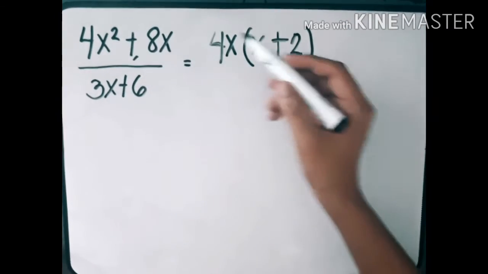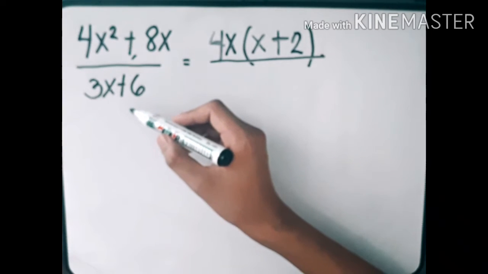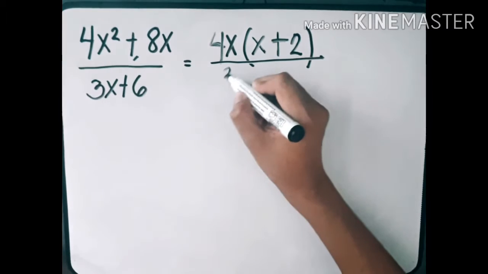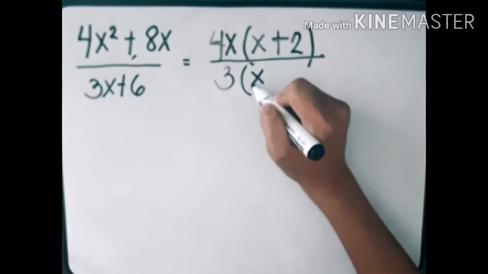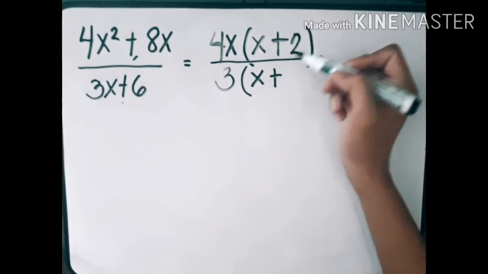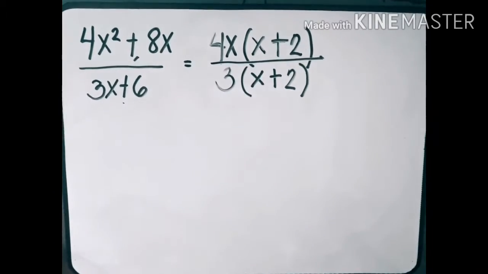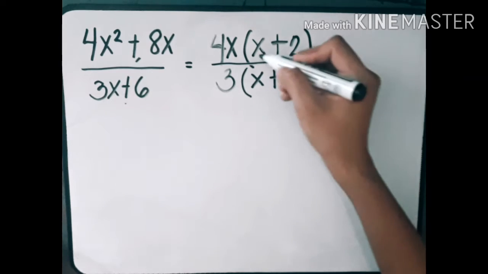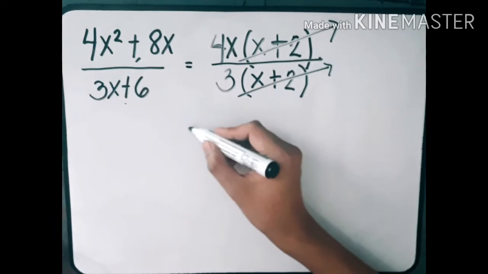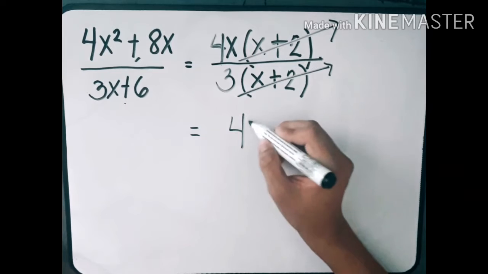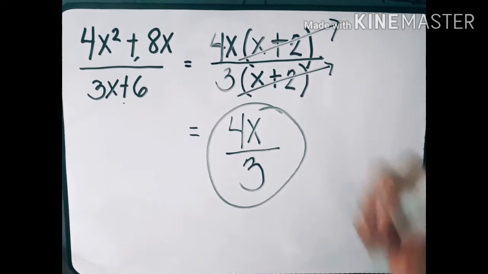Since positive yung sign. Next is yung greatest common factor ng ating denominator. In this case, which is 3. So, 3x divided by 3 is x plus 6 divided by 3 is 2. Next step is cancellation. So, cancel natin yung x plus 2. At ang matitira na lang is 4x over 3. Okay?